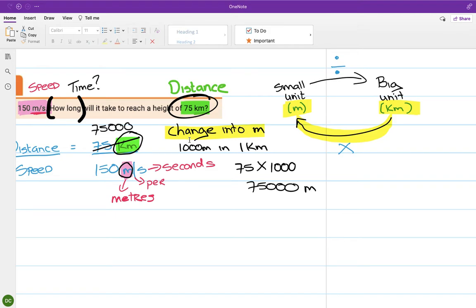Okay, so we'll just go through that one more time. They have to be matching. So if your speed has meters in it, your distance has to also be meters. This one wasn't, so we have to change it.